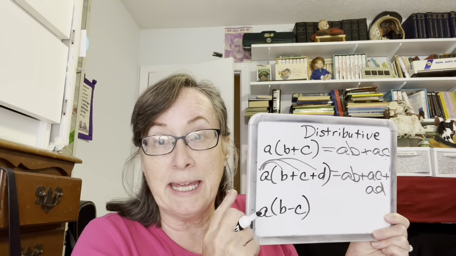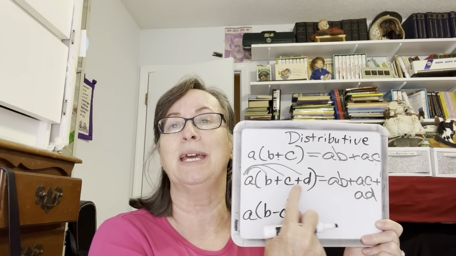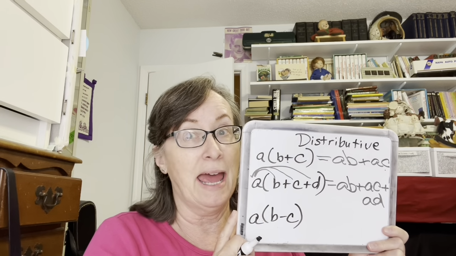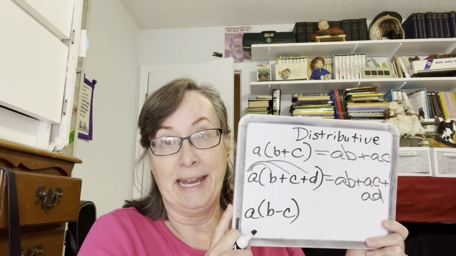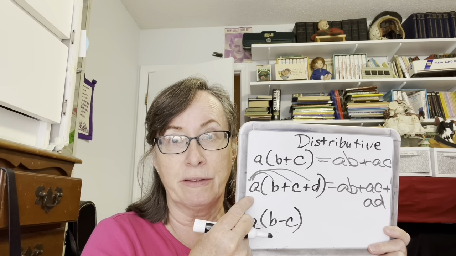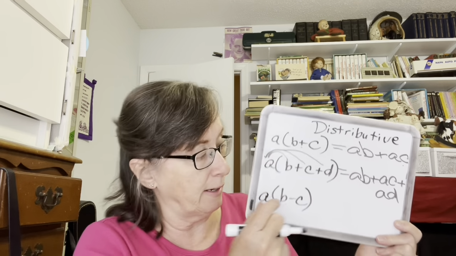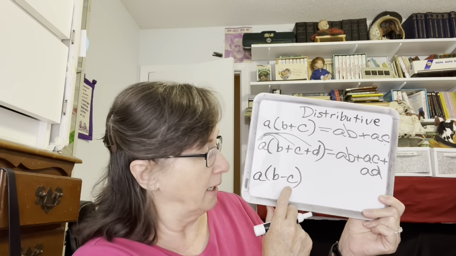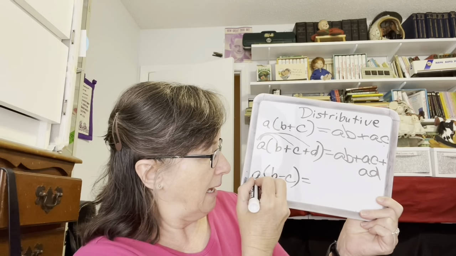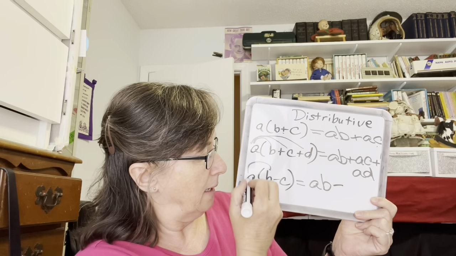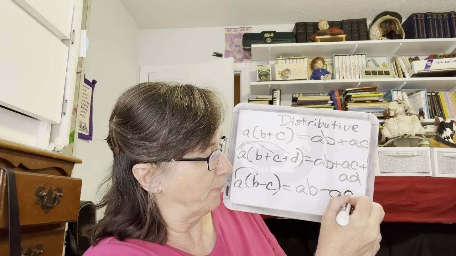And indeed, we could keep on going. We could have as many items added together in this parenthesis as we wanted. And we would end up multiplying every single one of them by the number on the front. In this case, it's a variable letter. And lastly, sometimes we can have subtraction in here. So A times B minus A times C. Pretty cool.